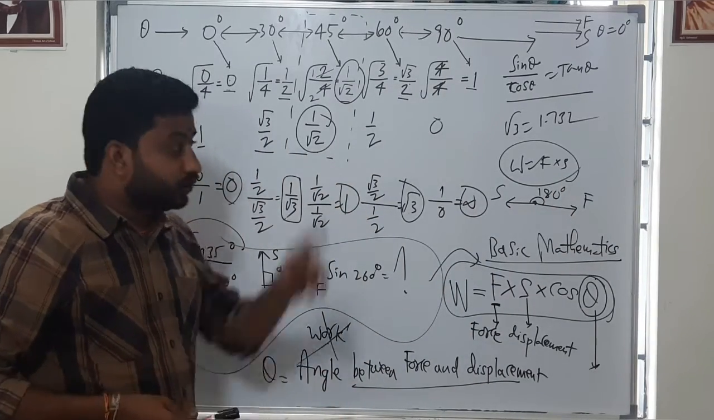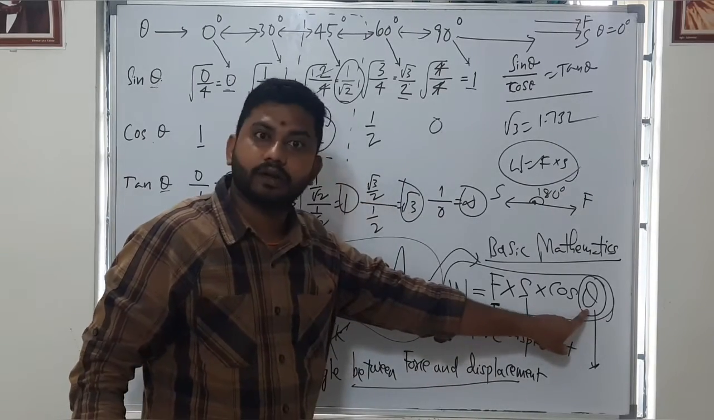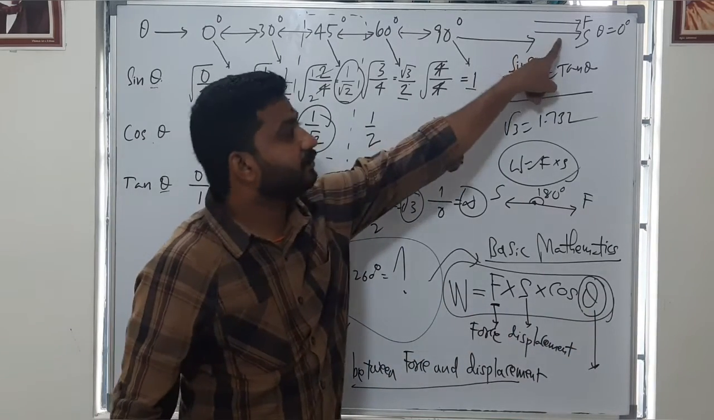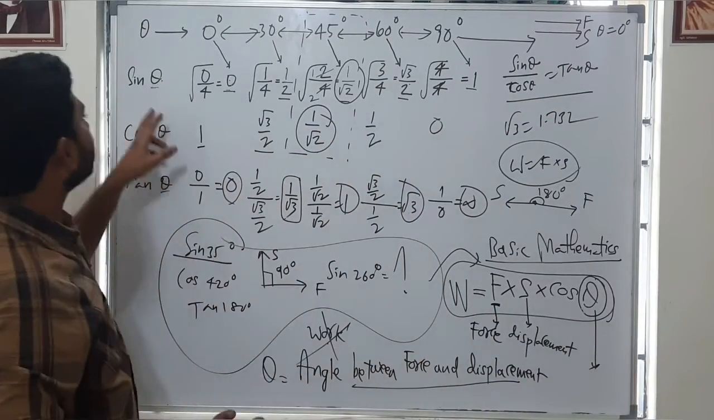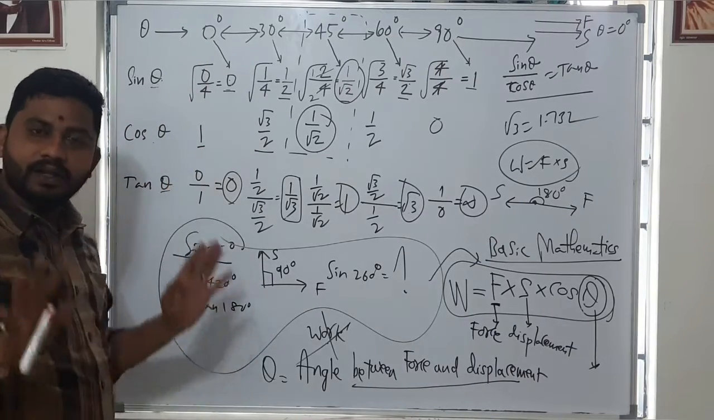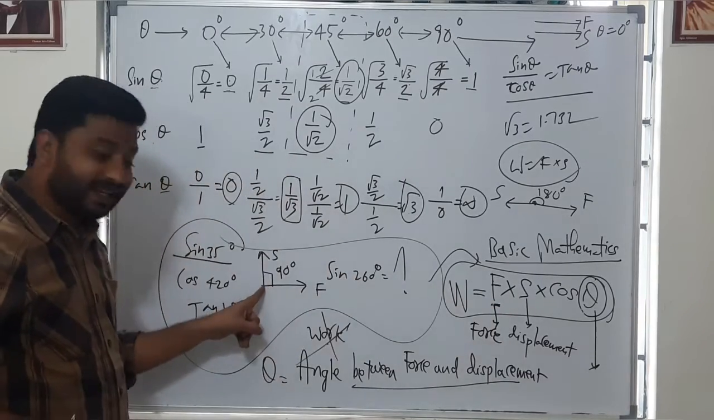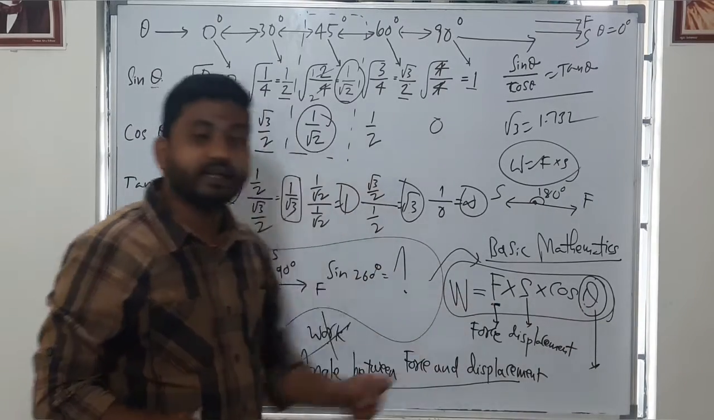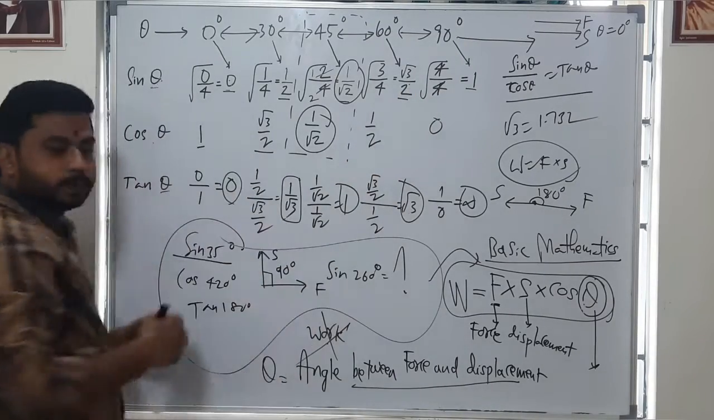Clear? So the angle between force and displacement will be substituted here. If it is 0 degrees, the force and displacement are in the same direction, theta will be 0 degrees. Cos 0 will be how much? Cos 0 value you get from this tabular form: cos 0 will be 1. Done? Clear? For example, if the angle between force and displacement is 90 degrees, theta will be 90 degrees here. Cos 90 degrees from the tabular form, what is cos 90 degrees? Cos 90 degrees will be 0.